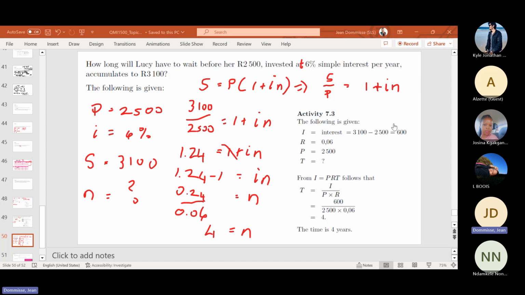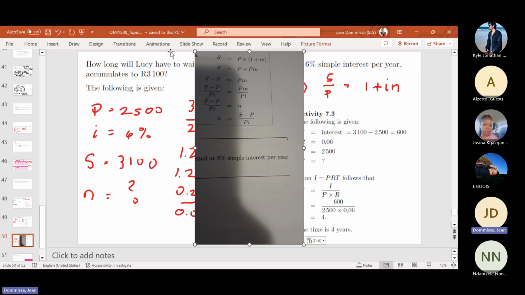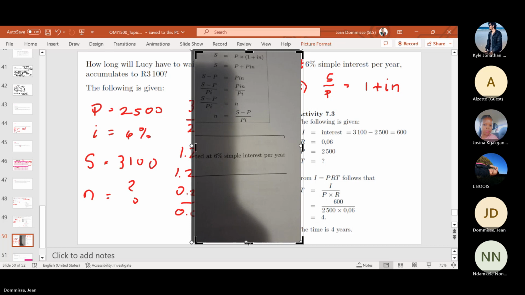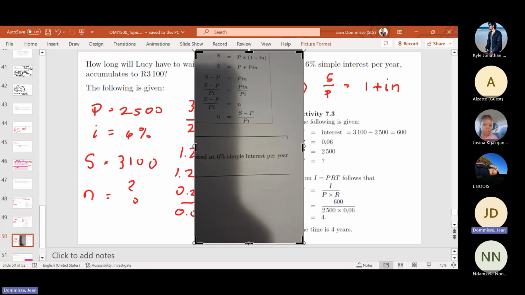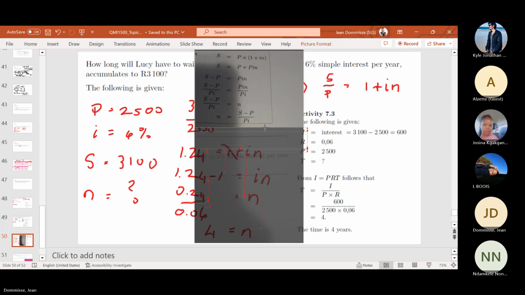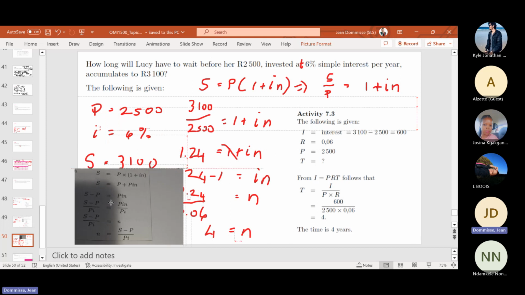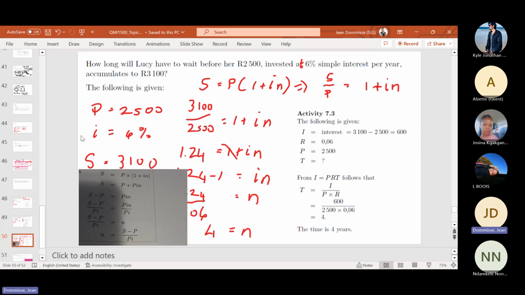Cool. Let's see if I can copy that and I'm allowed to paste it on here. So let's see. Okay, cool. Let me crop it. Okay, so I'm just going to put it here, but you have it as well.